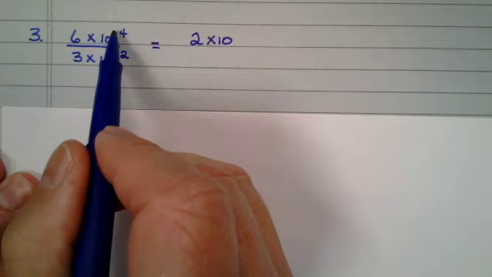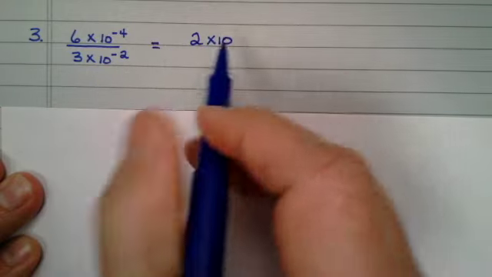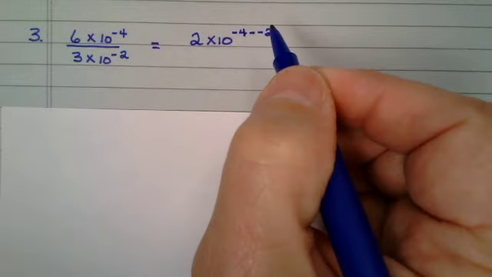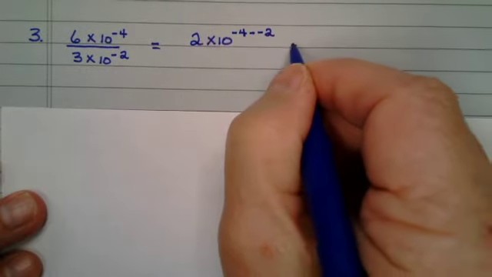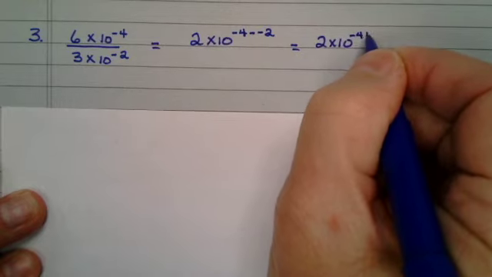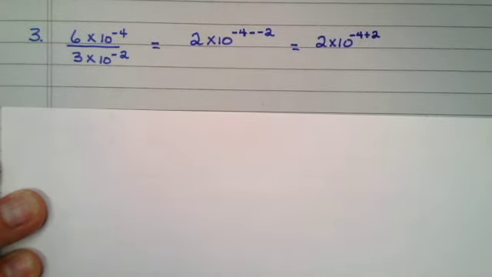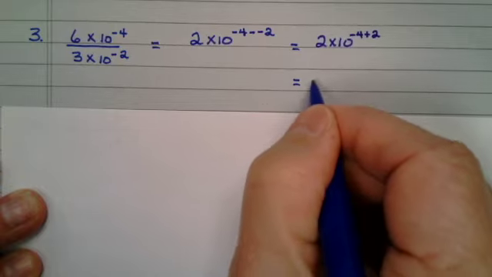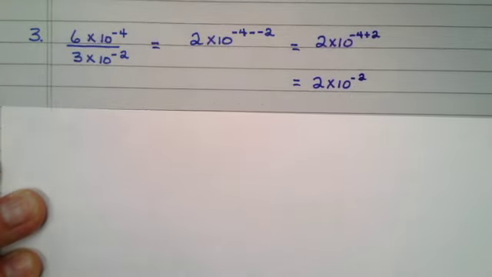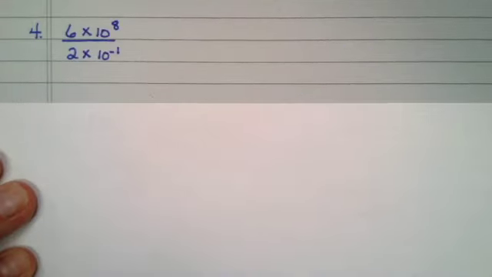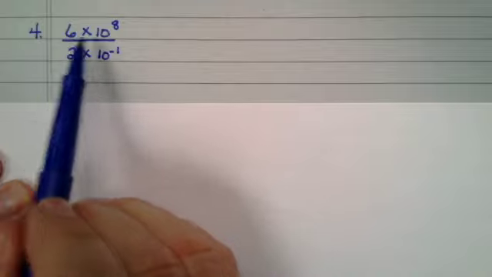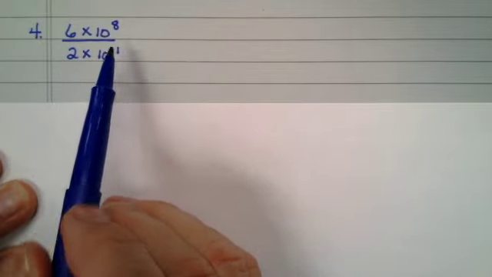This is going to be negative 4 minus a negative 2. That's negative 4 plus 2. And what is negative 4 plus 2? Negative 2. Example 4. When we divide in scientific notation, these numbers get divided, these numbers get subtracted.